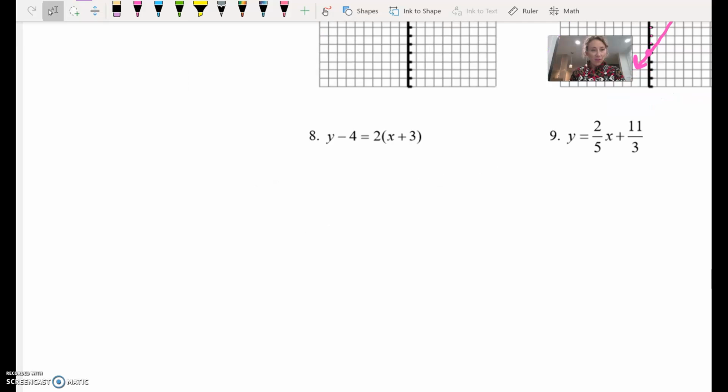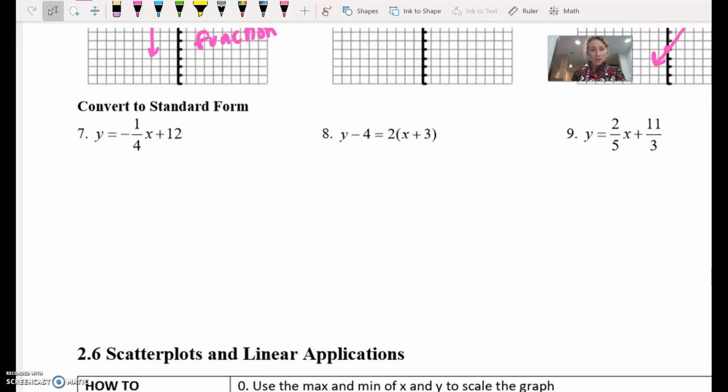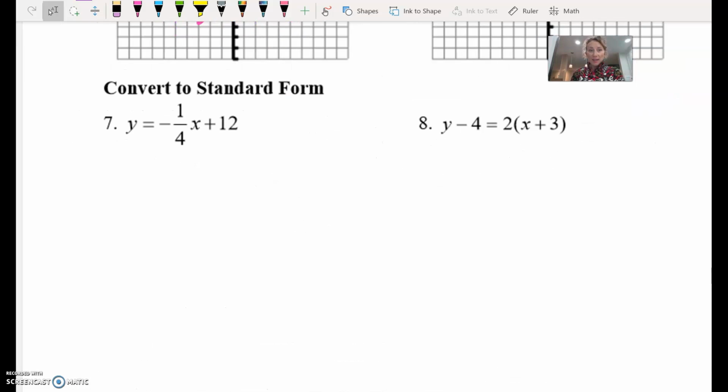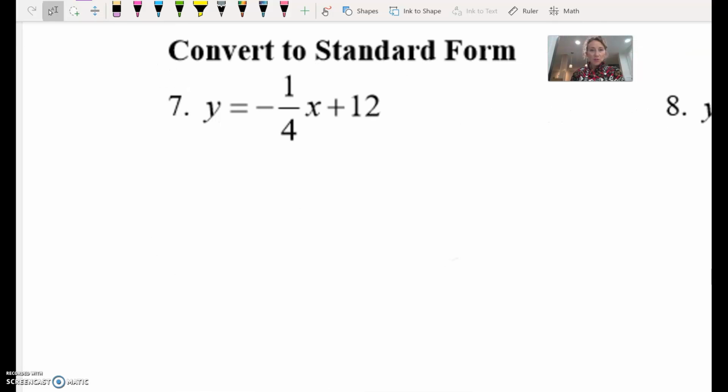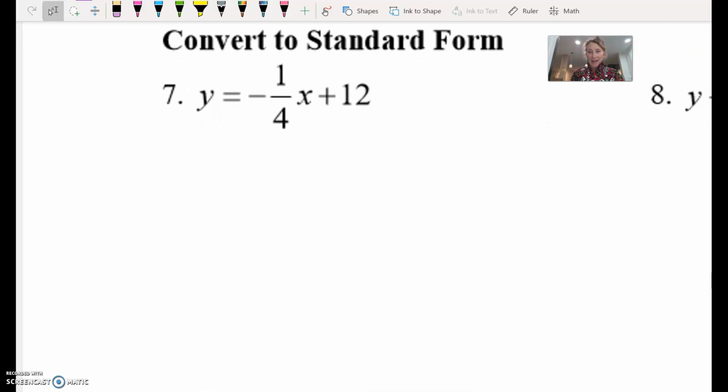So here we've got 3 more examples. We want to change these into standard form. So we're just going to do number 7, and then we'll do 8 and 9 in class together. So the first step is to, let's get rid of the fraction first. So the denominator of the fraction is 4. So we're going to times everything by 4.